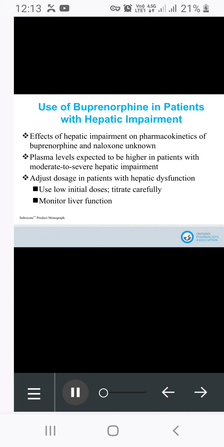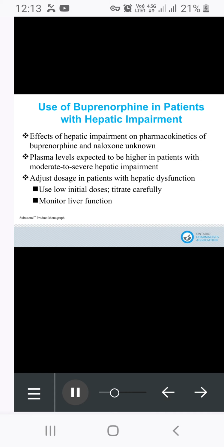What about the use of buprenorphine in patients? So a lot of it is unknown, but the plasma levels we might expect to be higher, so we might want to adjust the dose. That might be a patient that we start a little lower and go a little slower in, and we'd monitor their liver function.